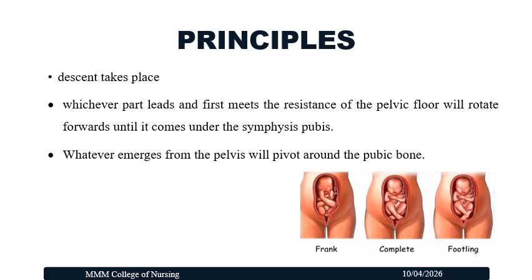Principles. There are three main principles. Descent takes place throughout the labor. Whichever part leads and first meets the resistance of the pelvic floor will rotate forward until it comes under the symphysis pubis. Whatever emerges from the pelvis will pivot around the pubic bone is the third principle.